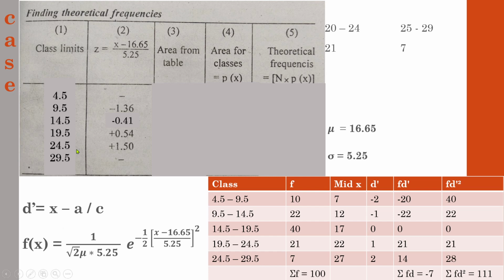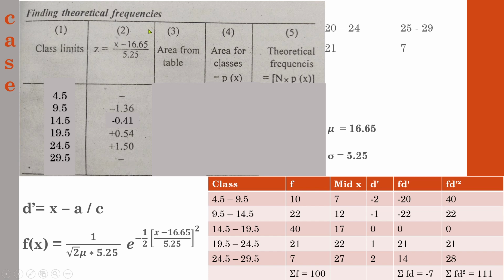Next one, 19.5 minus 16.65 divided by 5.25, you will get 0.54, but it is a plus sign. Remember to put the plus sign. Next one, 24.5 minus 16.65 divided by 5.25, you will get 1.49, which can be rounded as plus 1.50. And finally, the last number, we will not take that, so let it remain a dash.